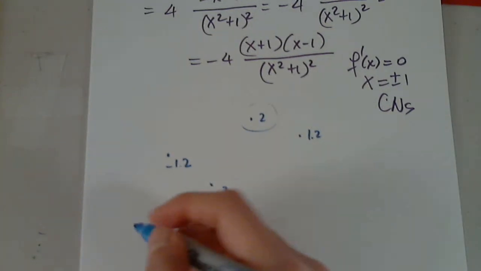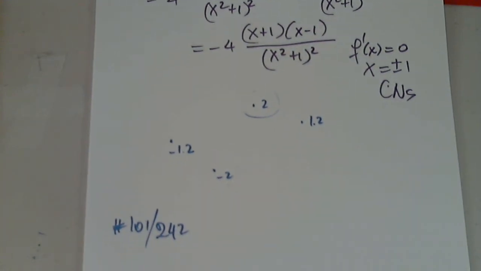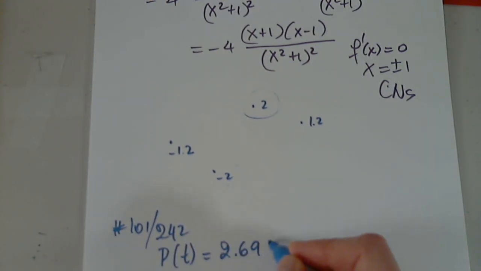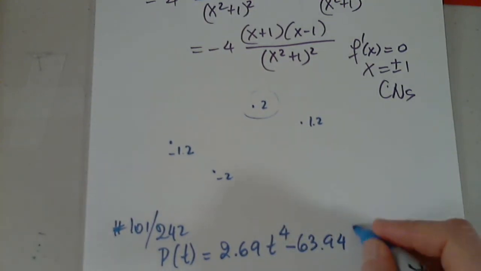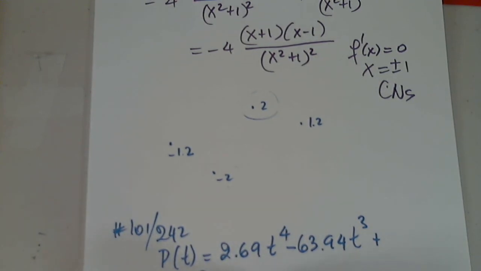Okay, so oil production is problem 101 on page 242. We're given the function P of t, and we'll see in a moment what it represents: 2.69 t to the fourth minus 63.94 t to the third plus 459.895 t squared minus 688.692 t, and finally plus 24,150.217.